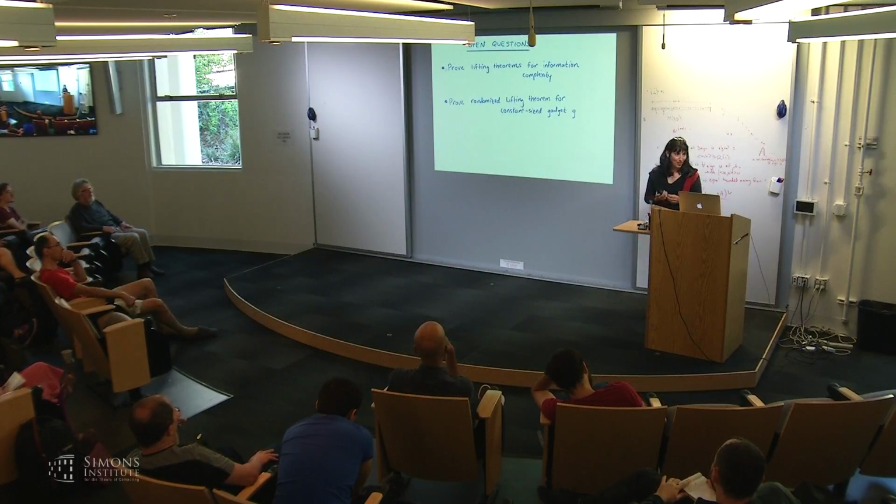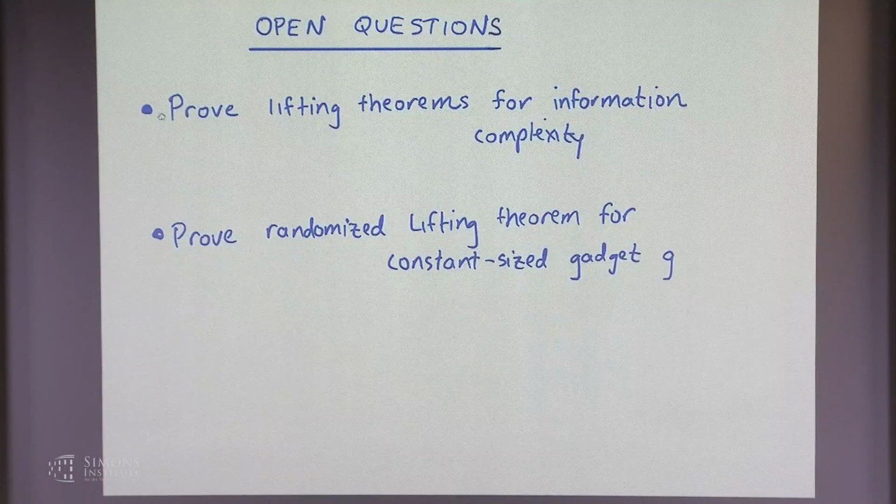So there's lots of open questions. I would be interested to know if there would be a lifting theorem for information complexity. It would be great to make some progress on a constant size gadget. It occurred to me in the last two weeks that the big open problem is to get these methods to work.